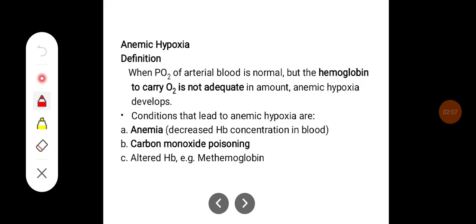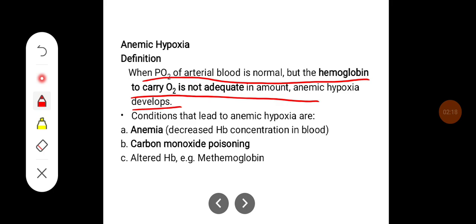Anemic hypoxia: when PO2 of the arterial blood is normal but the blood hemoglobin to carry oxygen is not adequate in amount, then anemic hypoxia develops. The conditions that lead to anemic hypoxia are anemia, that is reduced hemoglobin concentration in the blood, carbon monoxide poisoning, or altered hemoglobin, for example methemoglobin.